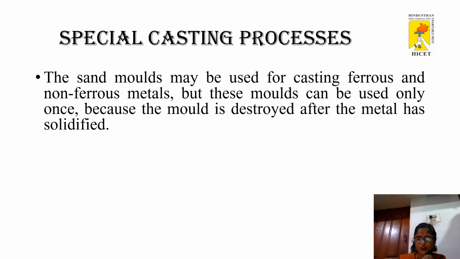Why do we prefer this type of process? Normally in the conventional or traditional process, what we call sand molding, may be used only for ferrous and non-ferrous metals. But these molds can be used only once because they will be destroyed after the metal solidifies. The sand will be used only once and cannot be reused again. So that is a disadvantage.